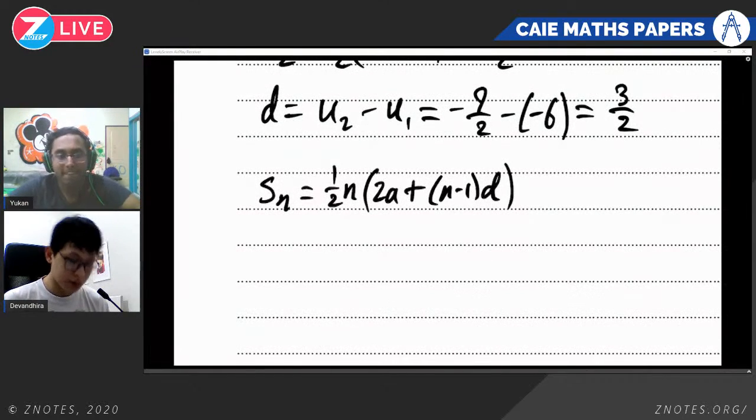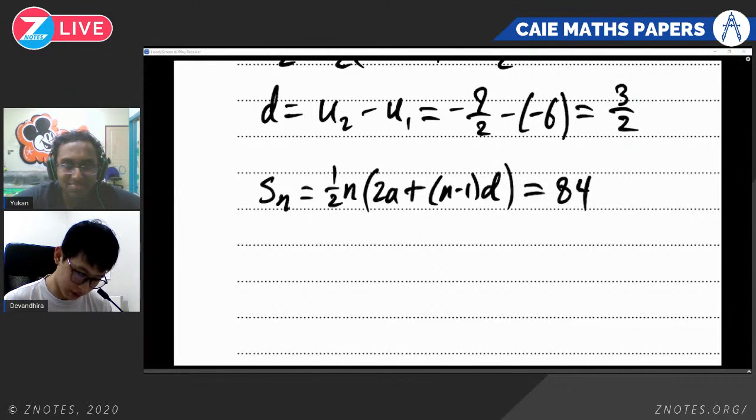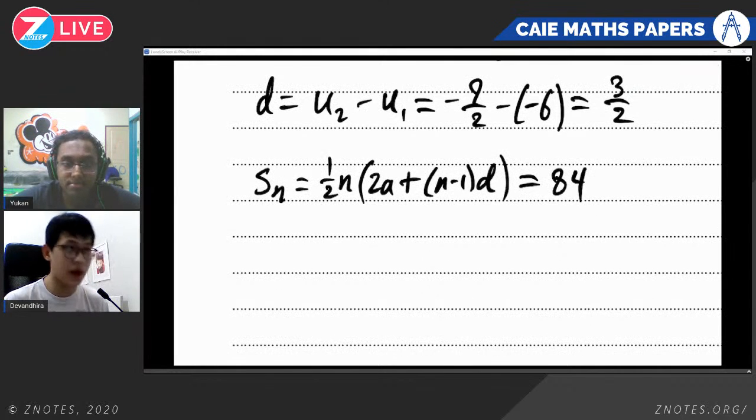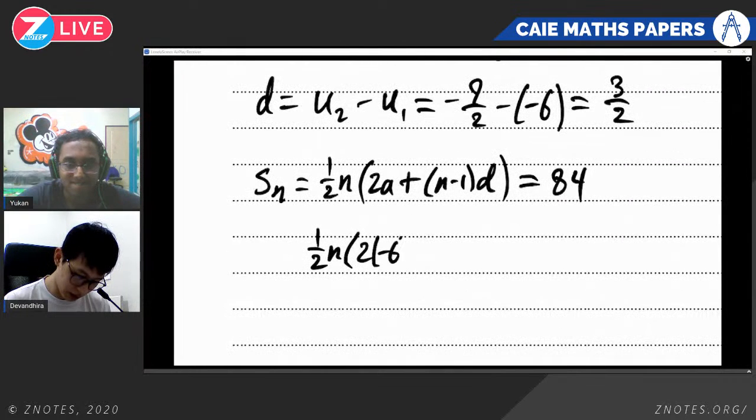Now, because we want this to be equal to 84, we just have to equate it to 84. Let's put everything we know into the equation. So half n, we're looking for n, times 2a, which is negative 6 here, plus n minus 1 times 3 over 2, is equal to 84, right?